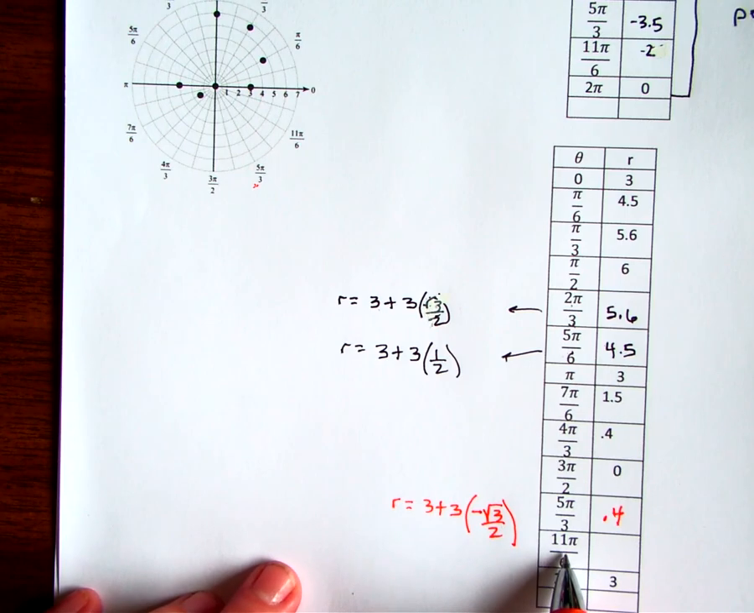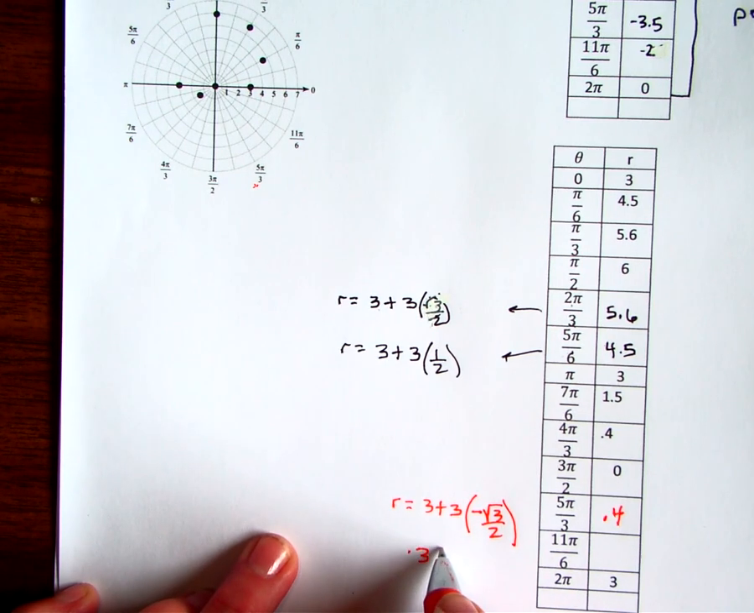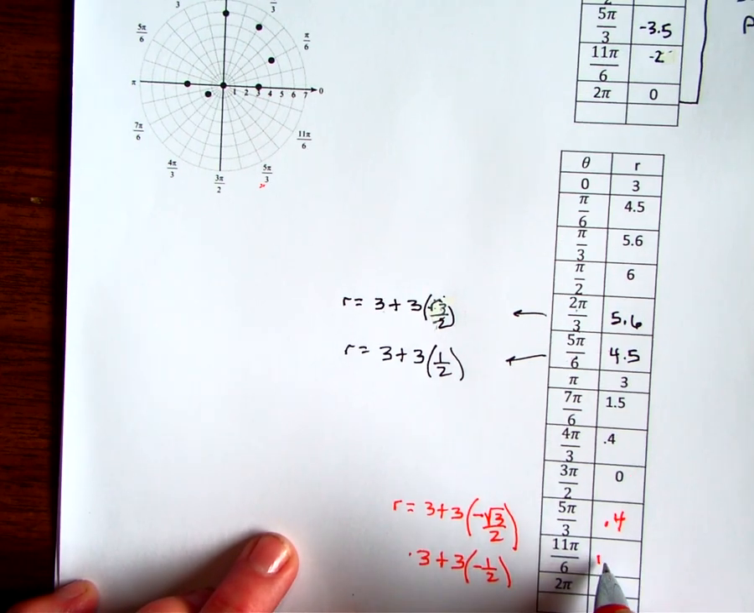Last one, if I put in that 5 pi over 6, or sorry, 11 pi over 6, actually the same value, different sign, 3 minus 1/2, I get 1.5.